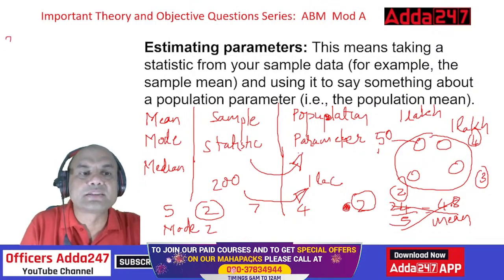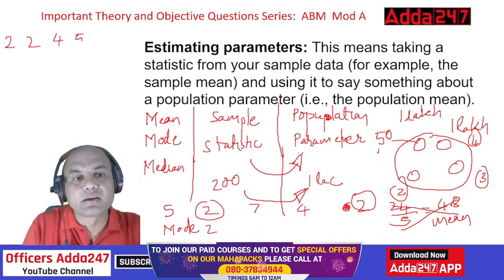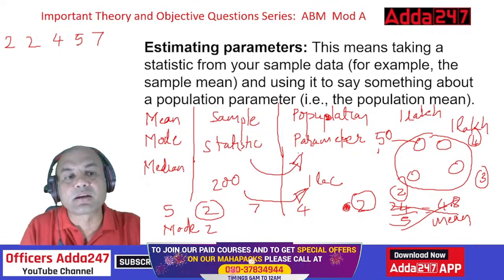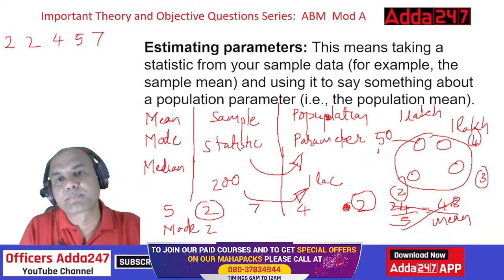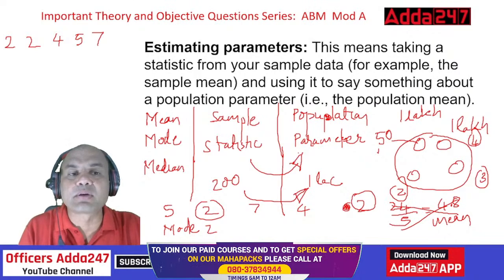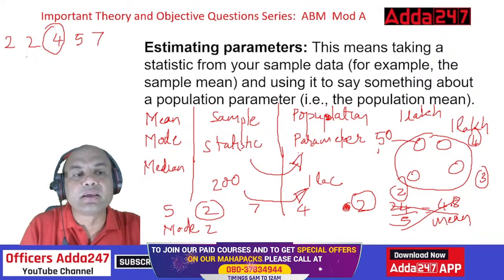So I'll take 2, then 2. See, this ascending I'm arranging: 2, 2, 4, 5, and then 7. The same numbers I have, but I've written them in serial order. Whenever I have these numbers, what is the median? The central number will be the median. Which is the central number? This 4. This is the median. That is known as a median.